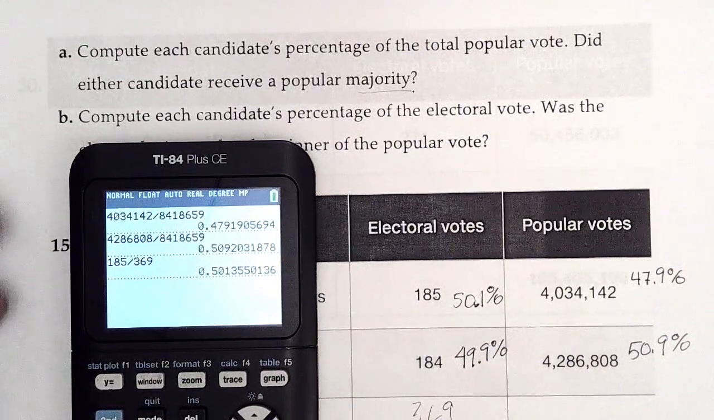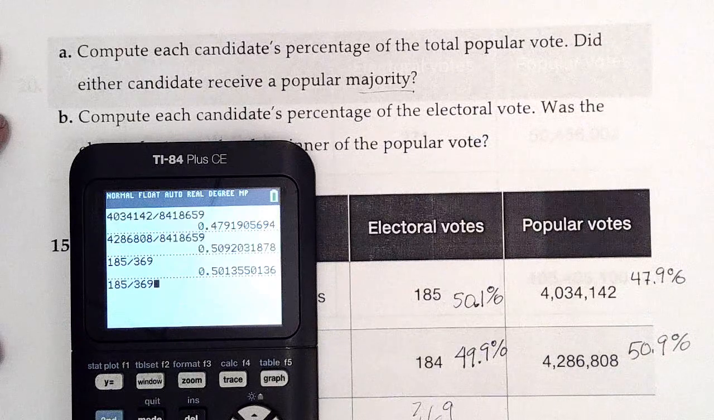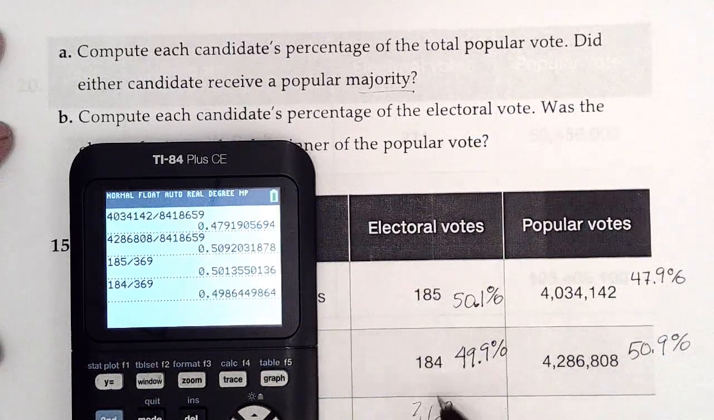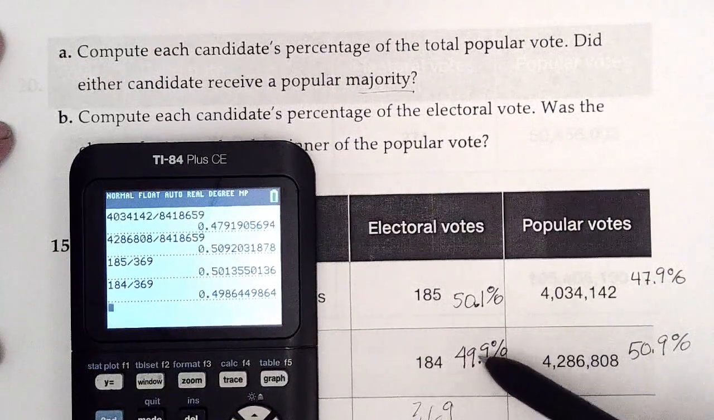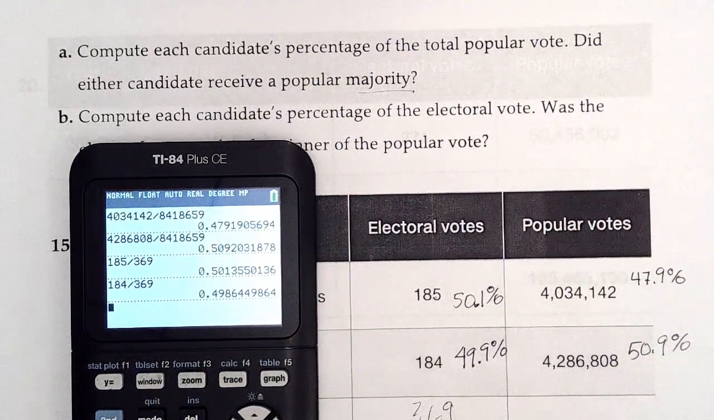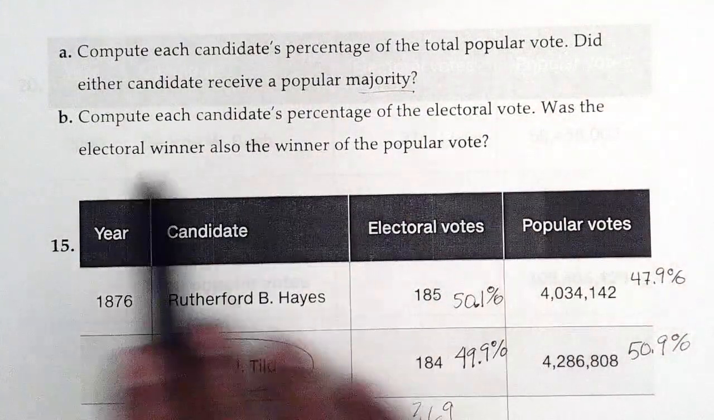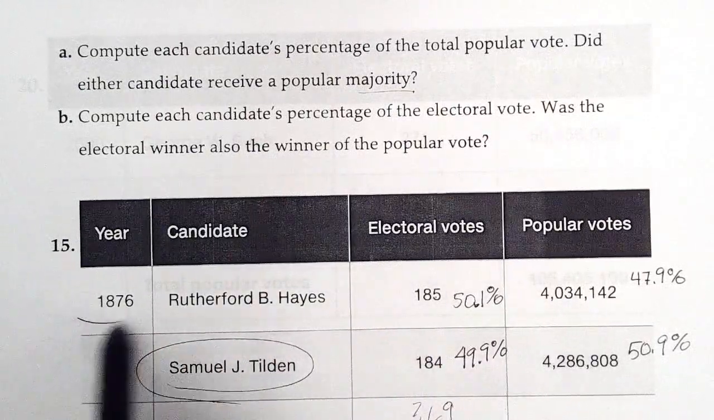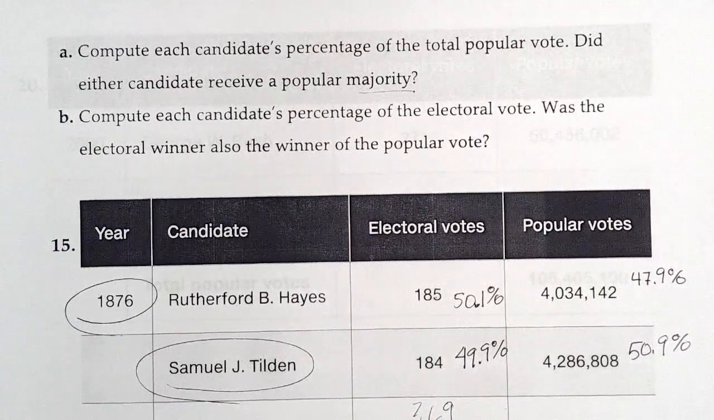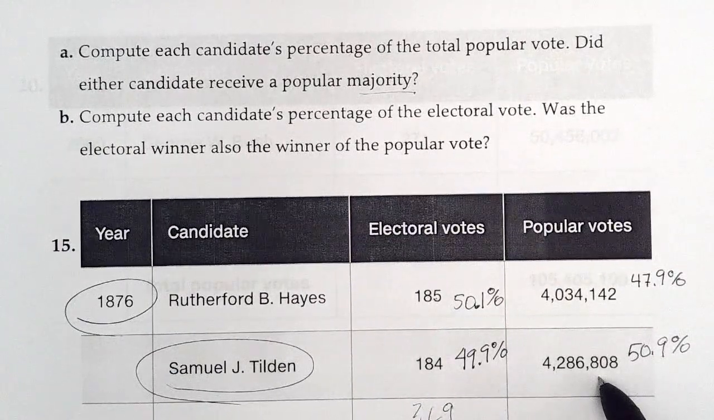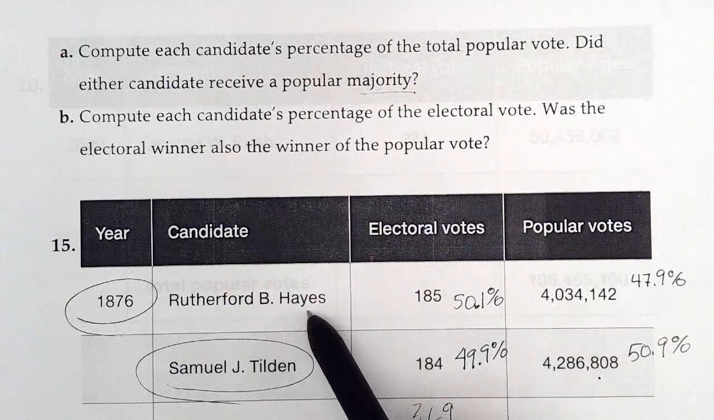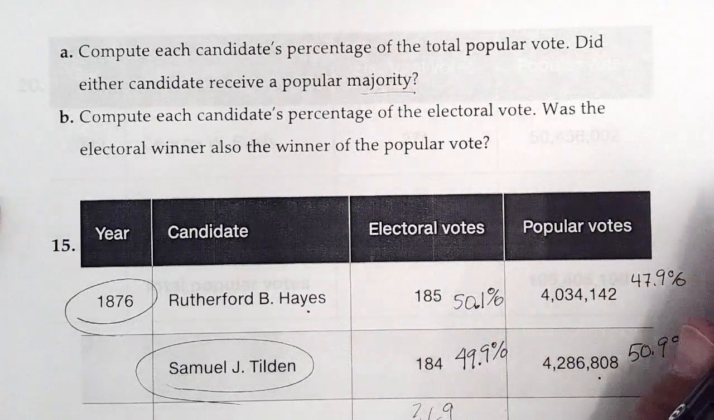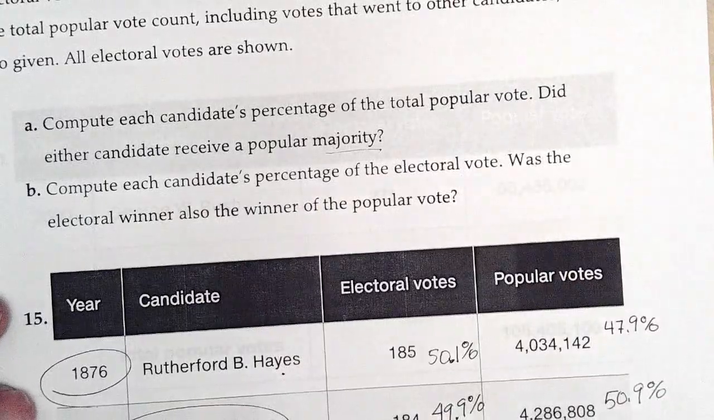So I'll just go up here and do it though. Change the 185 to 184, and it should be 49.86, 49.9%. Okay. Was the electoral winner the winner of the popular vote? Nope. That was in 1876, where Tilden was the popular candidate, but the winner was Rutherford B. Hayes.